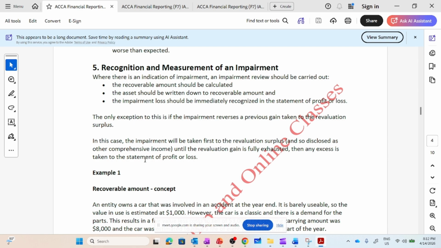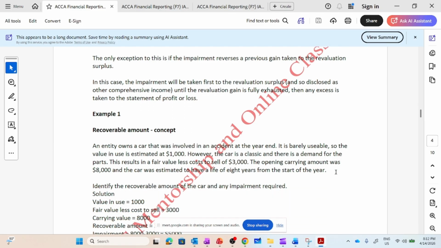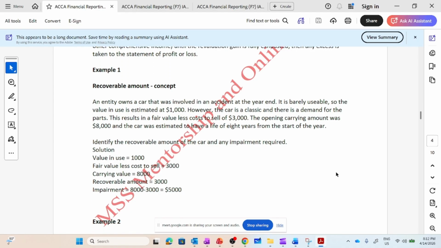We need to know how to calculate the recoverable value, which can be the higher of the fair value less cost to sell and the value in use. So basically, we don't have anything to worry about above that. So we need to look at this solution.